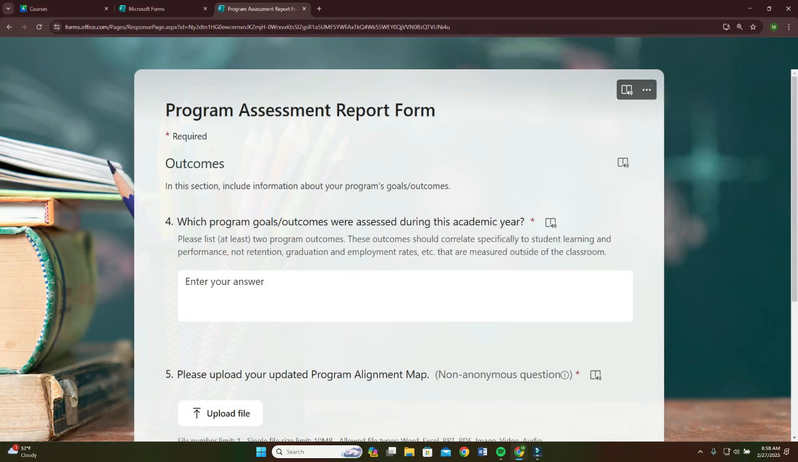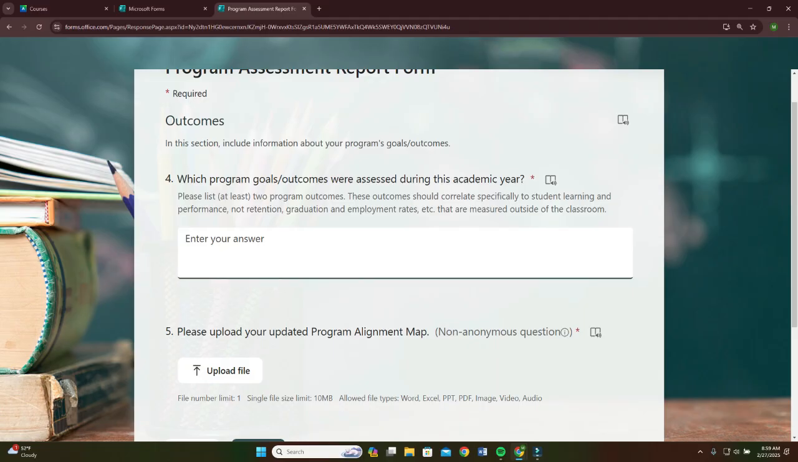The next section is outcomes. In this section, you will include information about your program's goals and outcomes, beginning with which program goals or outcomes were assessed during this academic year. And very similar to course level assessment, we're again going with please list at least 2 program outcomes.